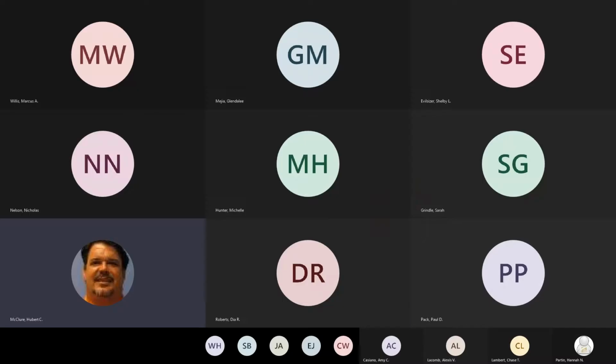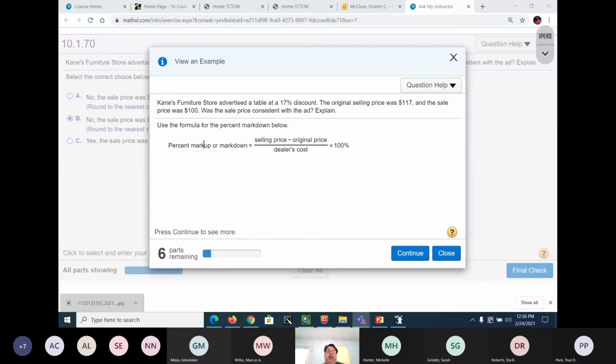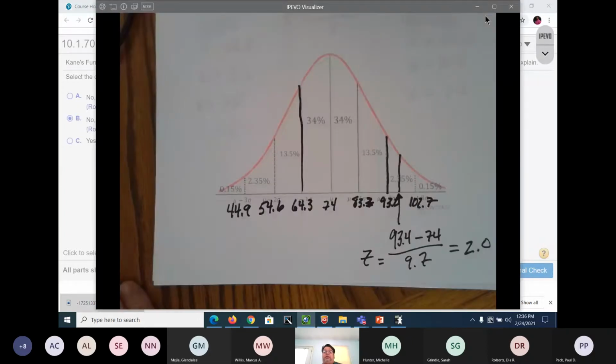17% discount. So 17%, that would be negative, I would assume. So I'm going to put negative 17%.